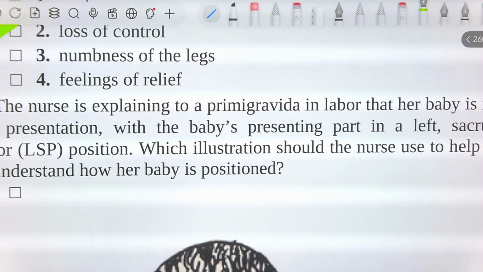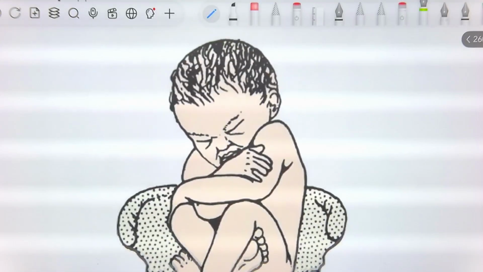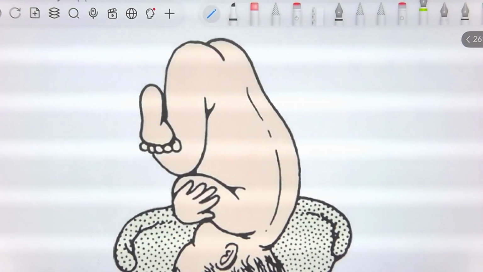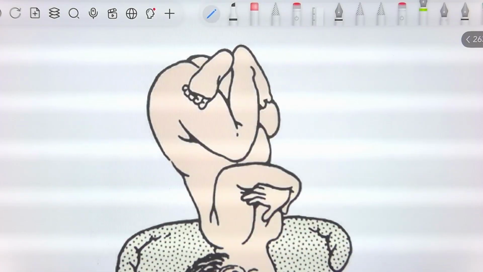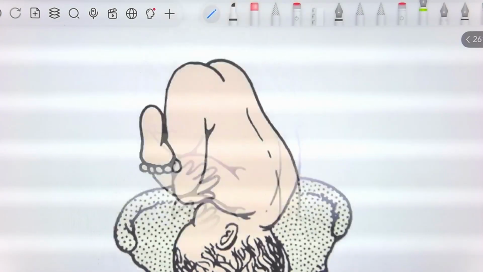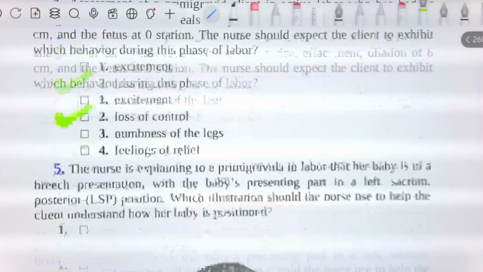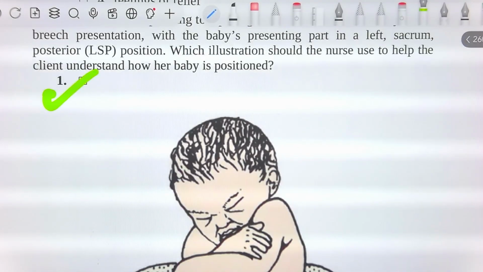The nurse is explaining to a primary gravida in labor that the baby is in breech presentation, with the baby's presenting part being left sacrum, LSP position. Which illustration should the nurse use to help the client understand how her baby is positioned? Here are some positions you can see. Which position properly shows a breech presentation? Here answer number 1 will be the correct, that shows breech presentation.